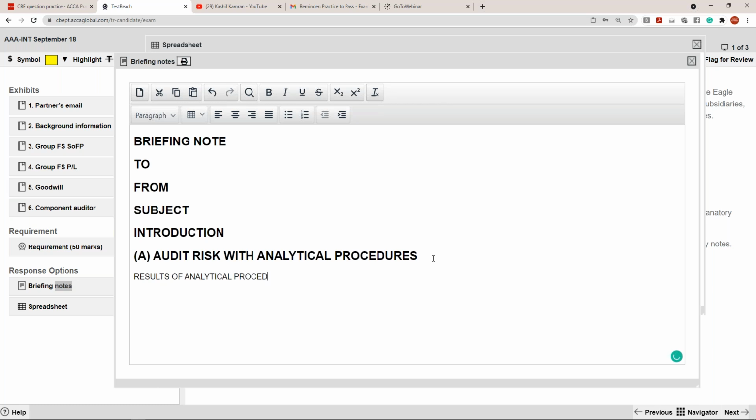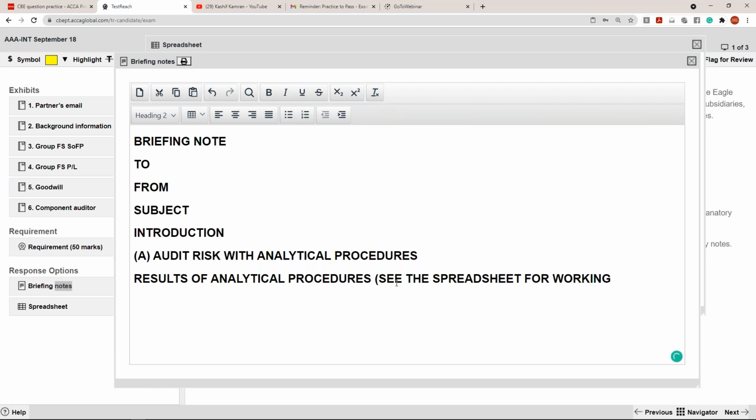So do I need to show the results of analytical procedures again? No, because I've done them on the Excel. So what will I tell the examiner? I'll tell the examiner that for the results of the analytical procedure, see the spreadsheet for working. So the examiner will go to my spreadsheet and see the working for current ratio and the debt to equity ratio, right? Is that clear to everyone?